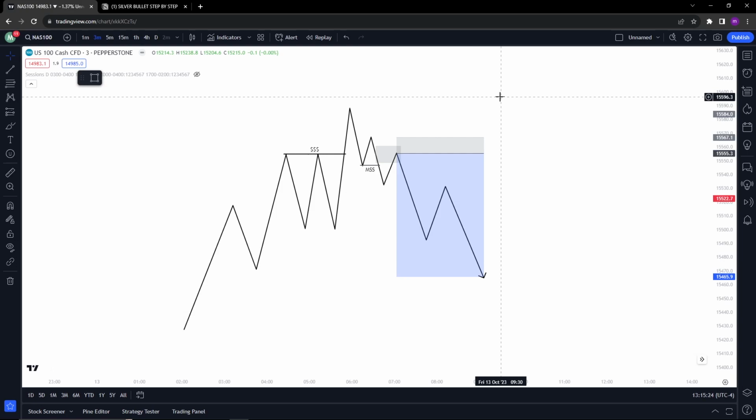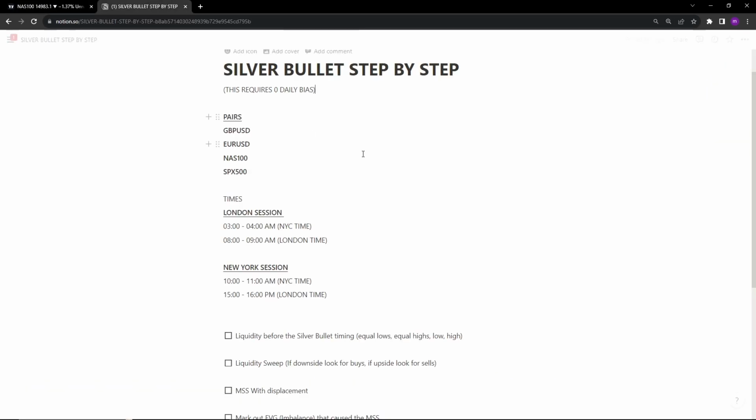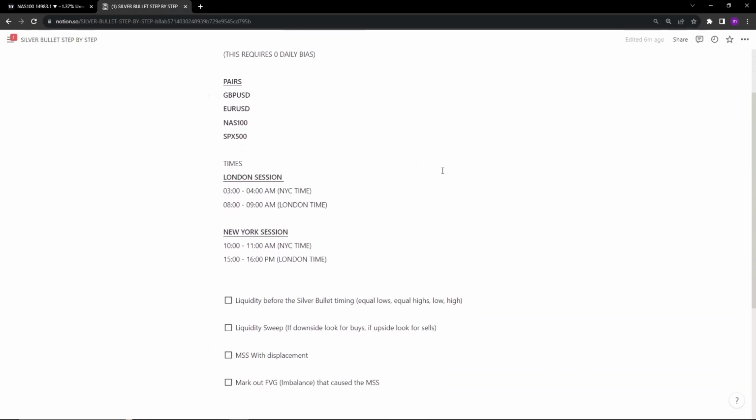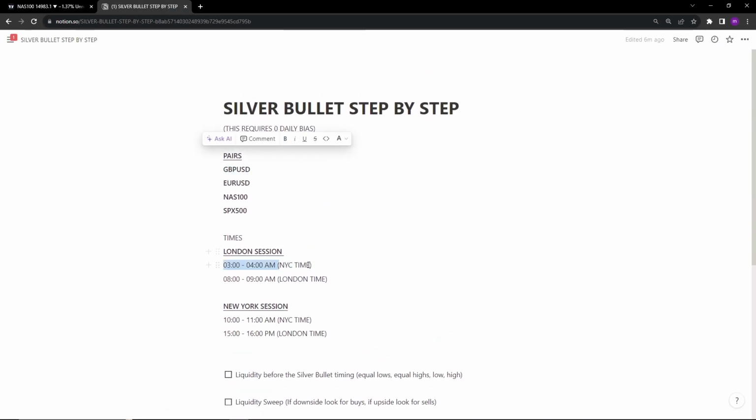So first things first, the ICT Silver Bullet is a time-based and rule-based strategy, meaning that we have to follow certain times and rules in order to trade this strategy. Now what I've done to make this a lot simpler for you guys is I've gone ahead and made a small PDF here to simply break down the strategy step by step from the pairs you can trade, the times, essentially everything you need to know on how to trade the strategy.